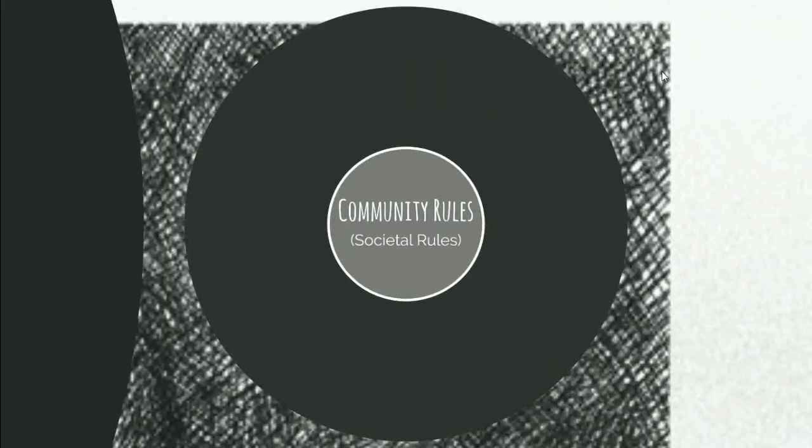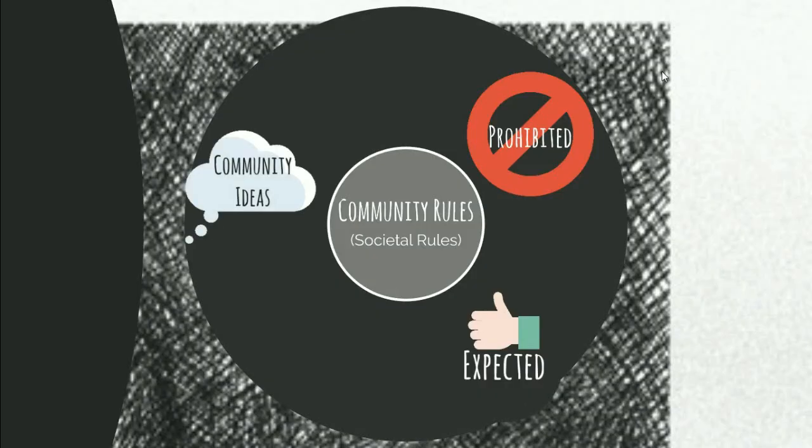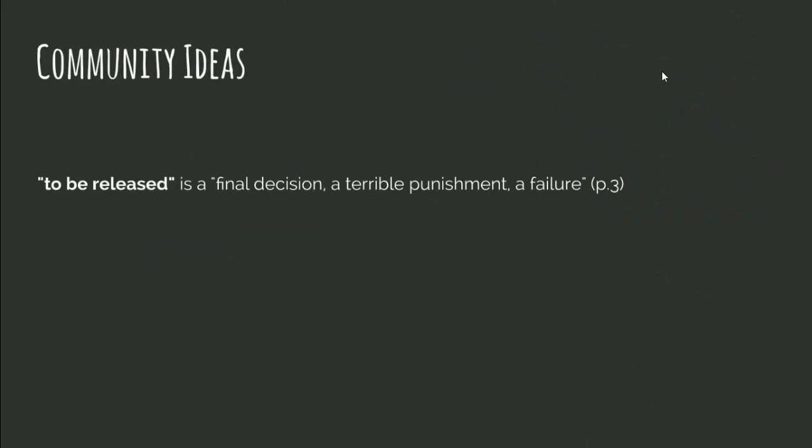Some of the community rules we learn about are actions that are prohibited or not allowed, and actions that are expected, things you're supposed to do. There are also some ideas that we learn about. Let's think and talk about these common ideas. We learn about something called being released. Jonas doesn't know what it means, but he does know that it is a final decision, a terrible punishment, a failure. Sounds bad. Release means to let go. So somehow people get let go in the community.